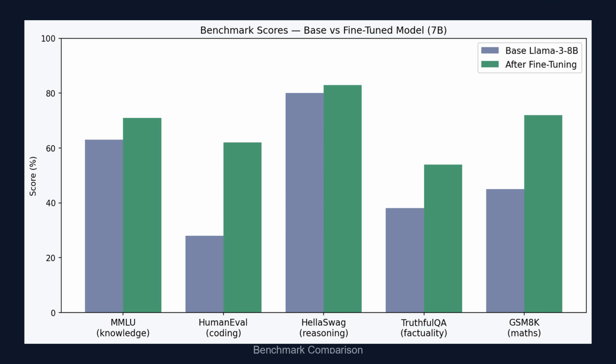MMLU tests broad knowledge, HumanEval tests code generation, HellaSwag tests common sense reasoning, TruthfulQA tests factual accuracy, and GSM8K tests math reasoning. The gains are visible across all 5, which tells you fine-tuning improved the model broadly, not just on the specific task it was trained for. Running your model against even a subset of these benchmarks gives you a credible, externally comparable performance number.